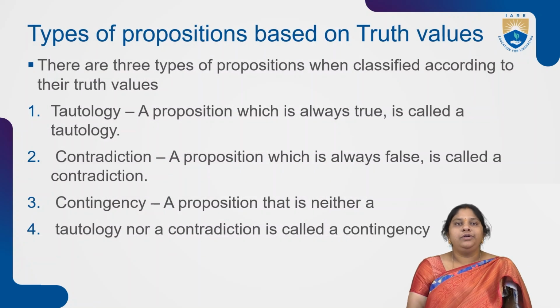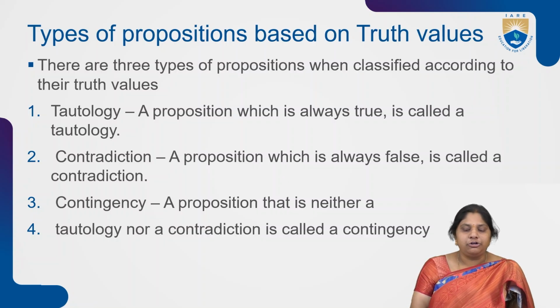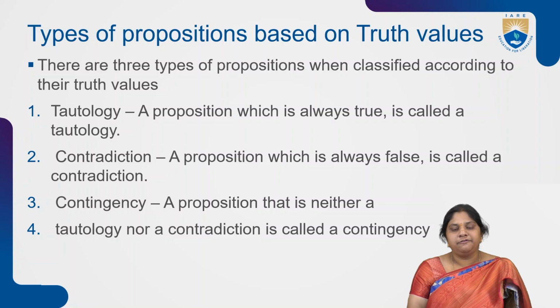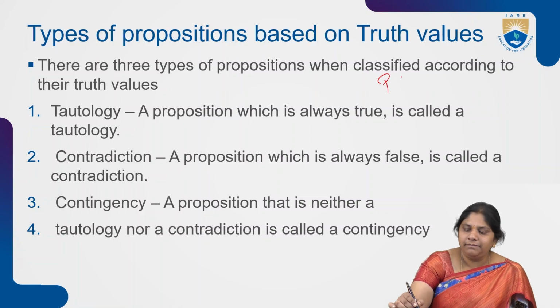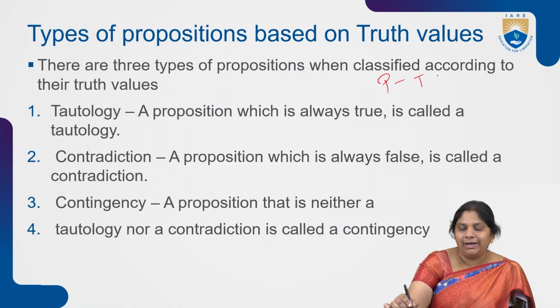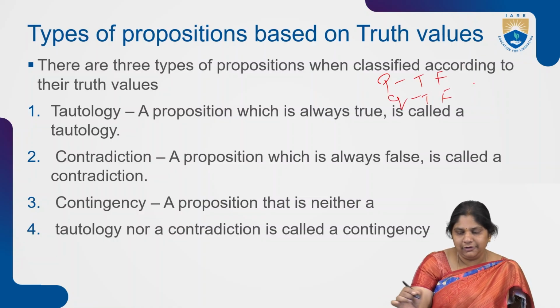Now we are going to discuss one more thing: types of propositions based on truth values. A proposition means a statement, either a single statement or a compound statement. Whenever we have P, there is no doubt that one true value and one false value will be there. The same holds for Q.